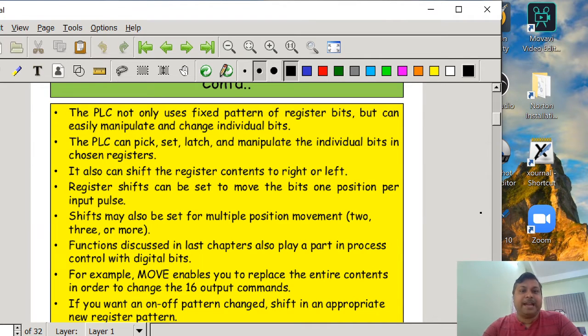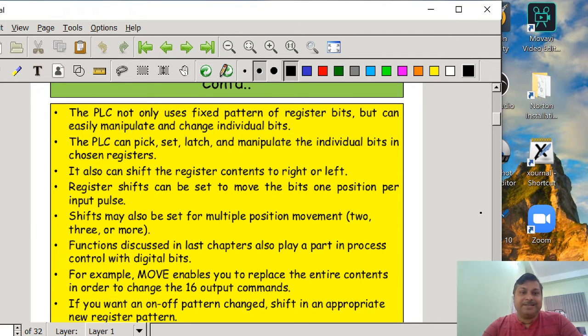Register shifts can be set to move the bits one position per input pulse, that we are going to see. So the shifting operation will be bit by bit, means one position per input pulse. Shifts may also be set for multiple position movement, 2, 3 or 4 or more. Means if we want to shift multiple positions, that also can be done instead of doing one by one.